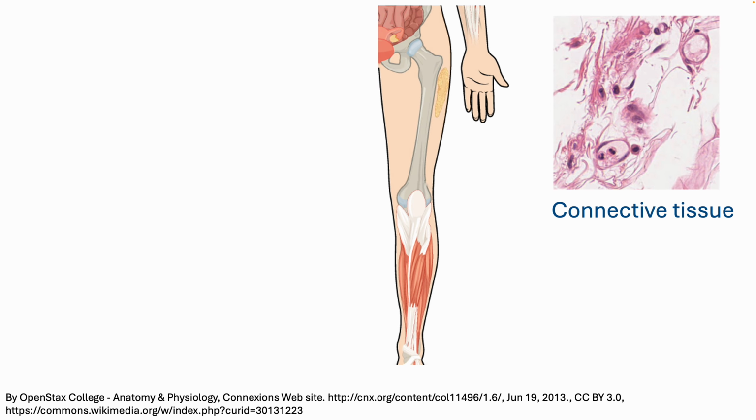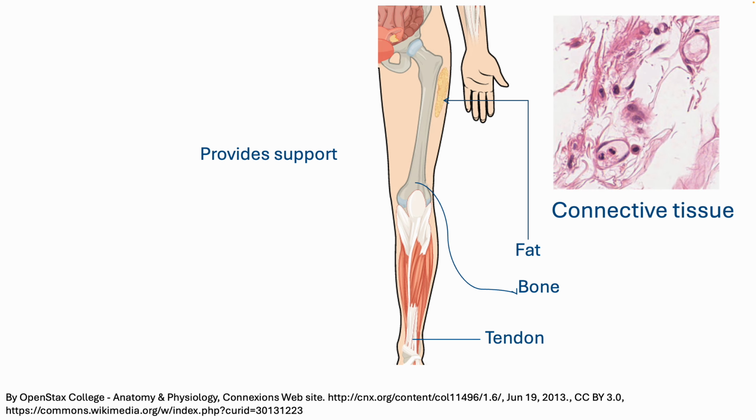And then finally, we have connective tissue. Connective tissue is responsible for providing support. It comes in many different types, including fat or adipose tissue, bone, tendon, cartilage, and other various connective tissue types that we'll talk about. So let's dive into epithelial tissues in more detail.